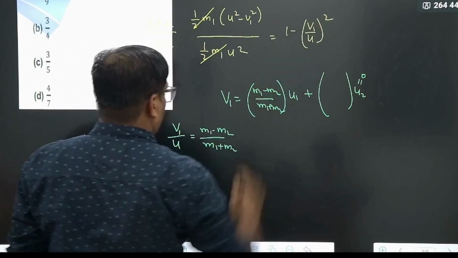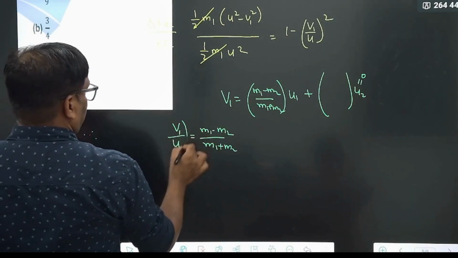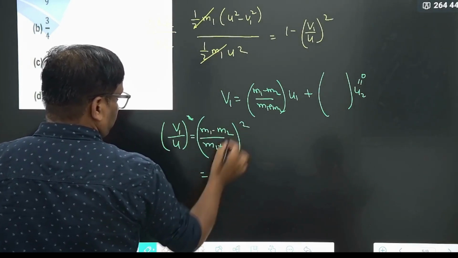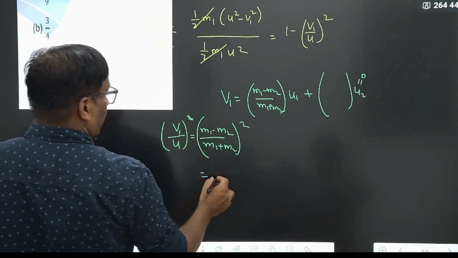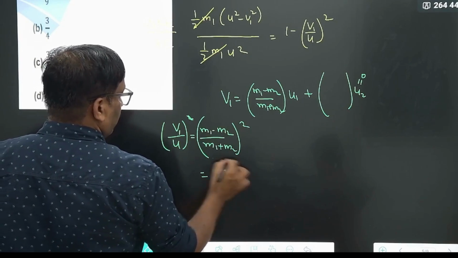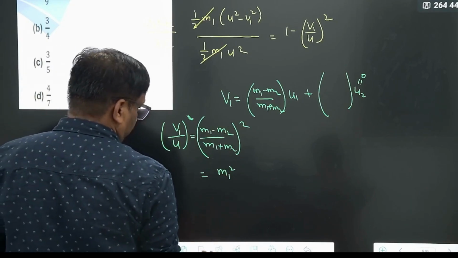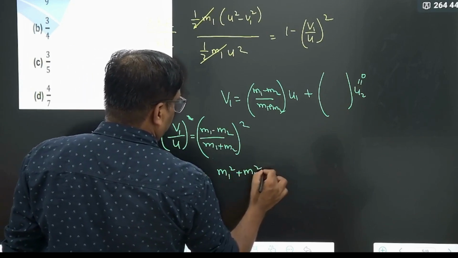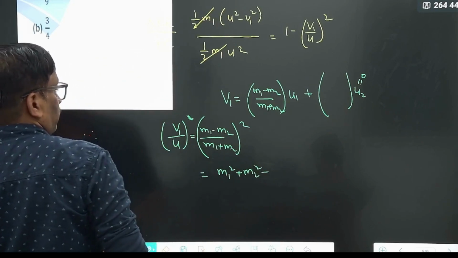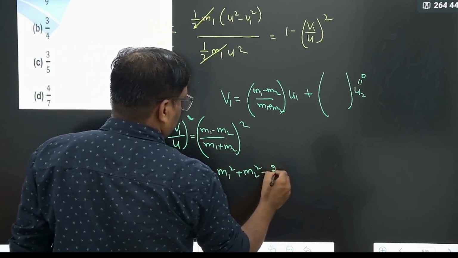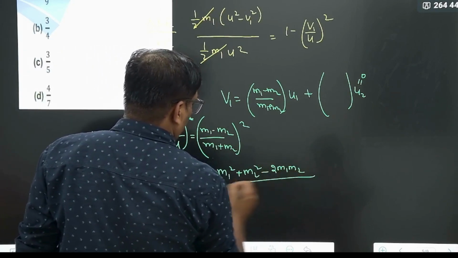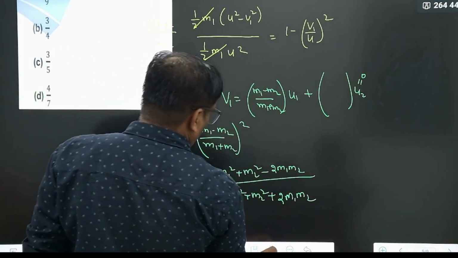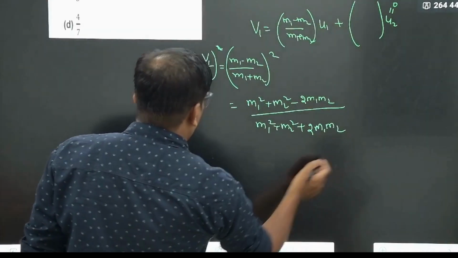So, if you want to get the whole square of this, square it. You can use a minus b whole square: m1 square plus m2 square minus 2 m1 m2, divided by m1 plus m2 whole square. In this equation, what can you get now?